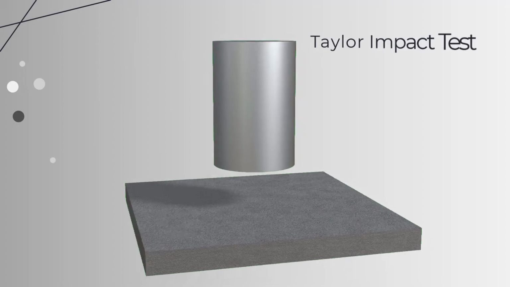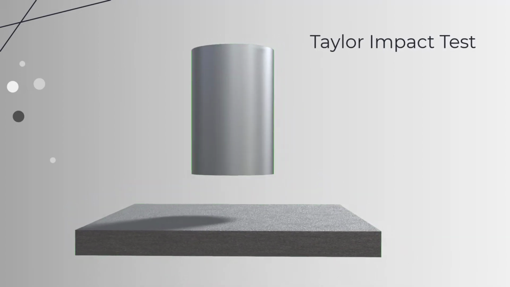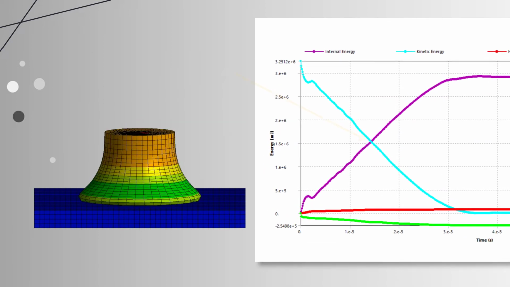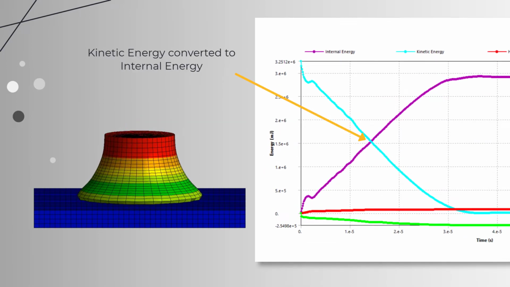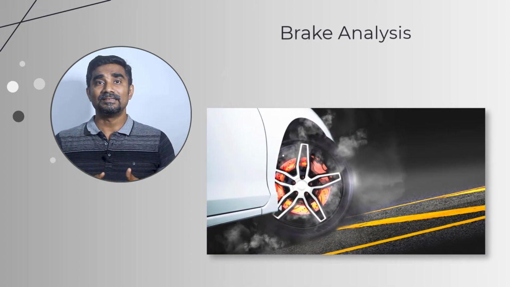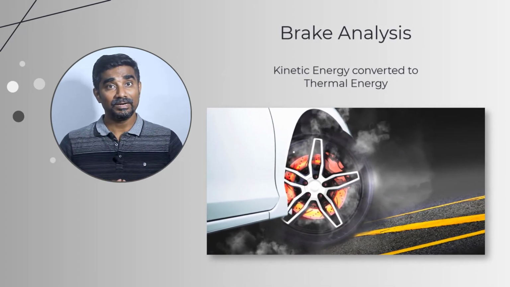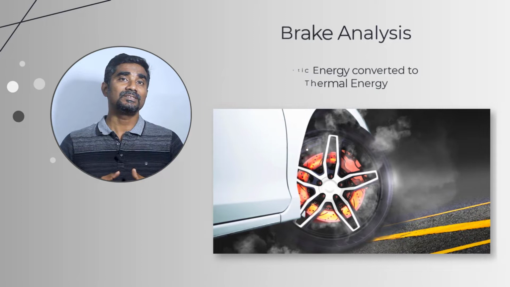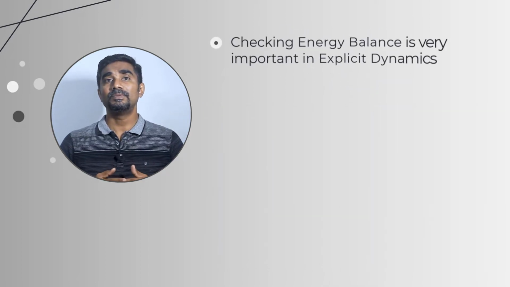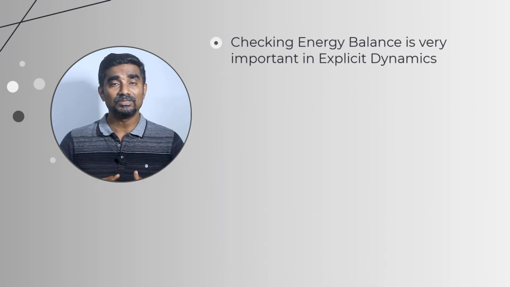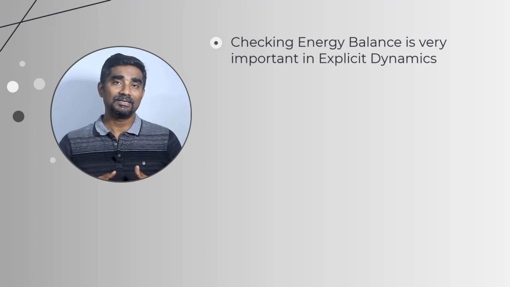In this second example of the Taylor impact test, due to the collision of the cylinder, the kinetic energy converts to internal energy, leading to deformation. Similarly, in the brake analysis, the kinetic energy gets converted to thermal energy due to friction. Thus, we should be checking the energy balance while performing the explicit dynamic simulation.